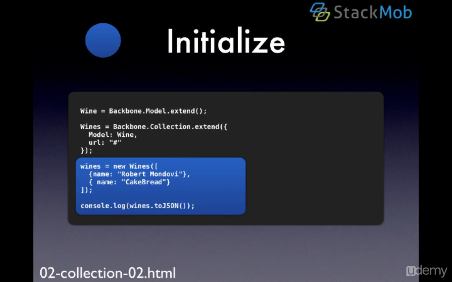So here I am with the collections number 2 example. I'm actually going to create my instance inside of my code, and I will define my first two objects that I want to add to my collection. So you can actually pass in an array of objects when you initialize your wines, and that will actually populate your instance for you right off the bat, and then I'm sending it out to the console log.